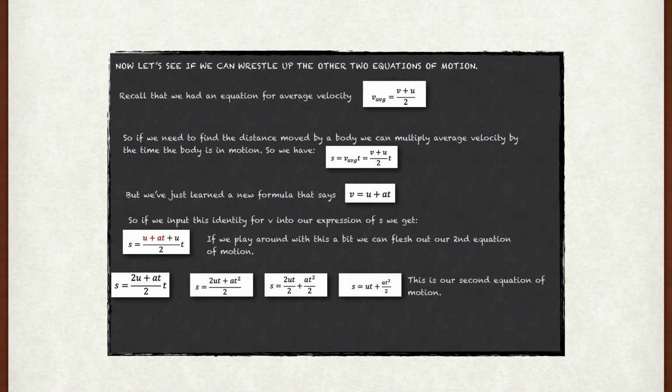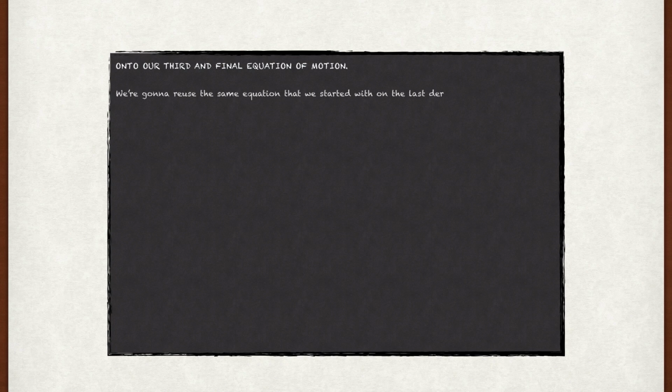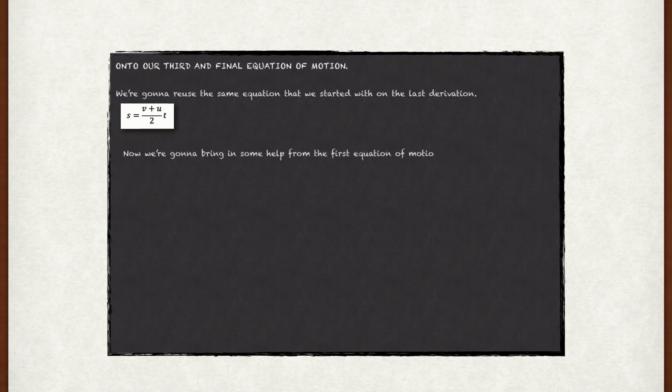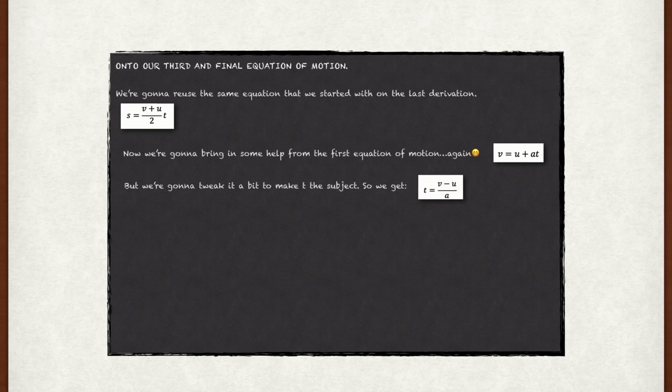Again, pause the video, go through the transformations on your own, make sure that you can do all the transpositions by yourself. All right, next up, on to our third and final equation of motion. We are going to reuse the same equation that we've had from the beginning. So we have that displacement is equal to that average velocity multiplied by time. And we're going to also call on some help from our first equation of motion again. So v is equal to u plus at, but we're going to tweak it a bit to make t the subject. So we're going to get t is equal to v minus u over a.